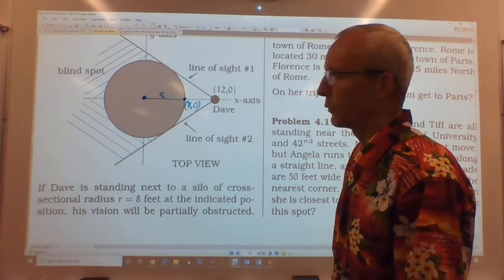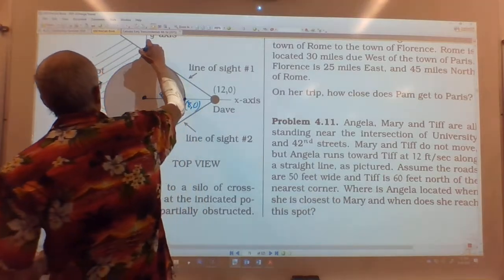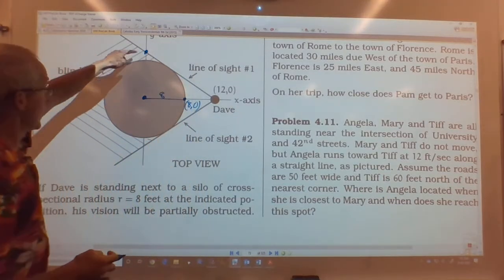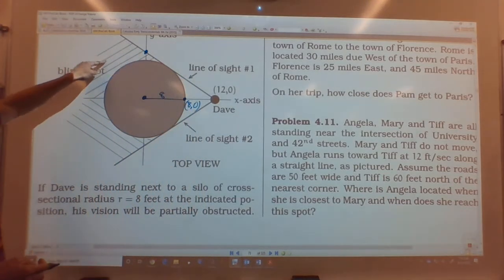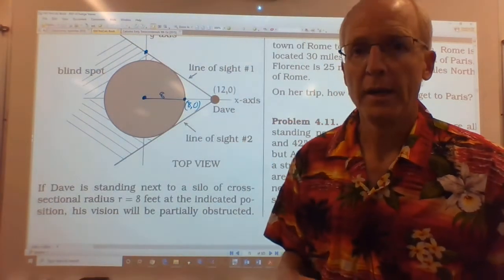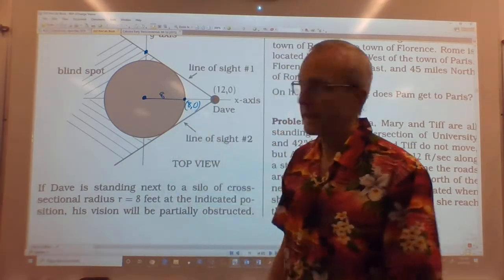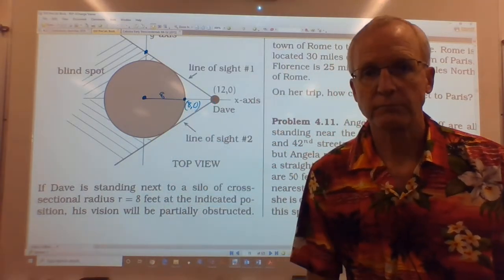What we want to do is find the y-intercept. We want to find this point. So the blind spot, because there's a circle there, you can't see anything where it's shaded. So that's what we want to find, which is kind of a cool problem. So what is that spot if the radius is 8 feet and we're standing 12 feet away?